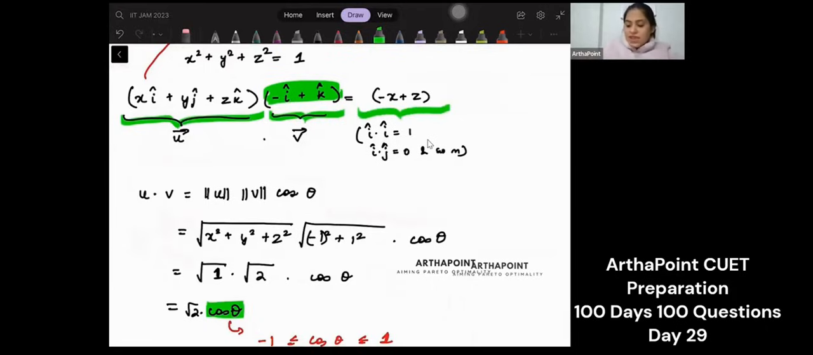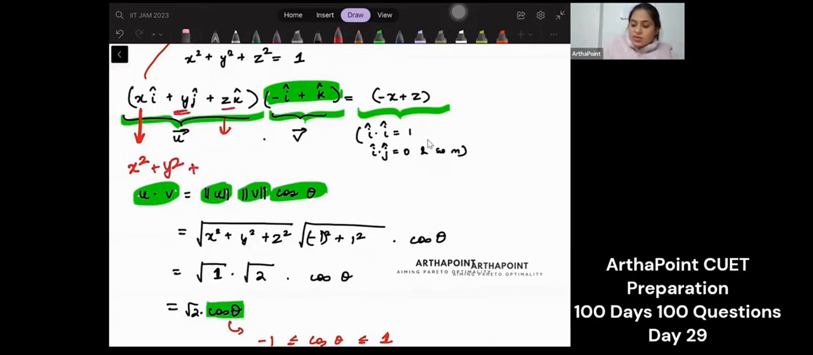But we have this rule that the dot product of two vectors is magnitude of the first vector into magnitude of the second vector into cos theta. So the magnitude of the first vector will be what is coming with this, that is x square, what is coming with this plus y square, what is coming with this plus z square.